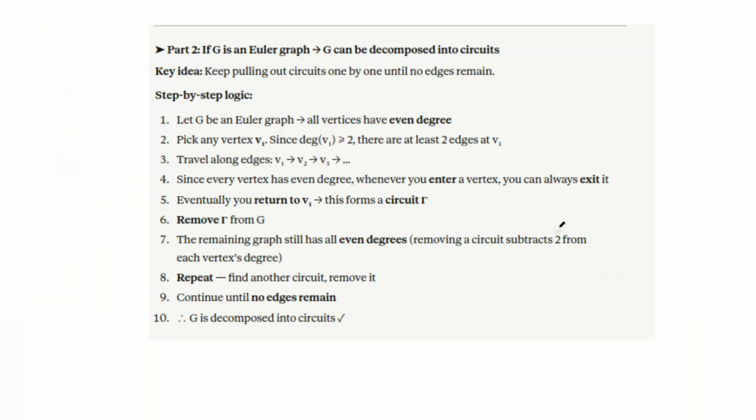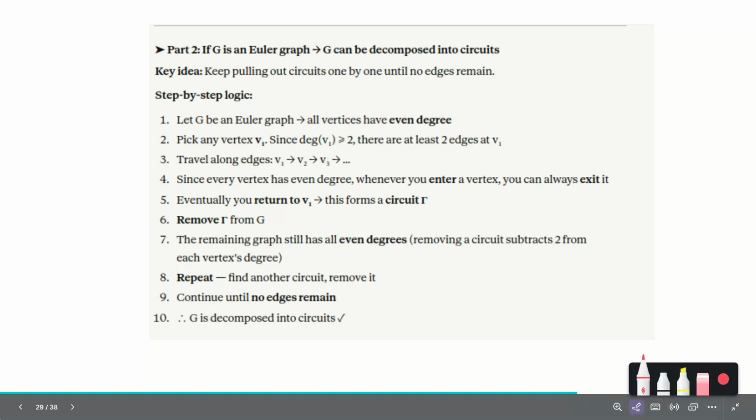The second part is that if a graph is Euler, then I have to prove that I can decompose it into circuits. That is my next part. So how do we prove the next part? In order to prove this part, you can consider that a graph G is Euler.